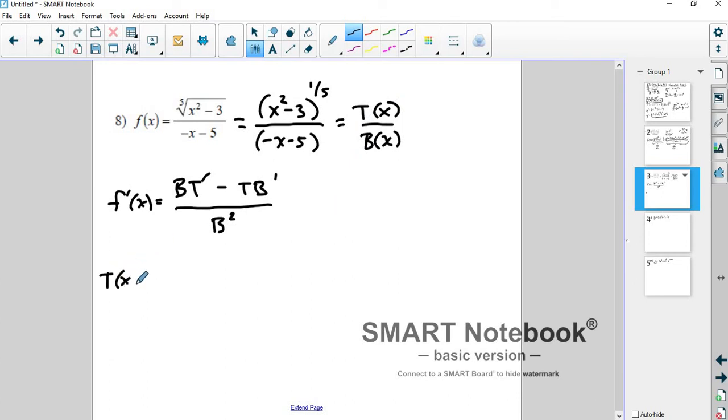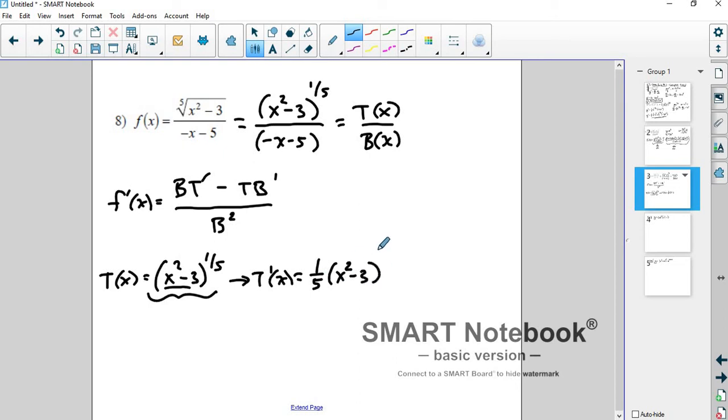So t of x is the top function, x squared minus 3 to the 1/5. How do I find t prime? Well, what's the big picture here? The big picture here is a chain rule. Power of 1/5, here's the inside function. So bring down the 1/5. X squared minus 3 stays the same. I subtract 1 from the power. And then I multiply by the derivative of the stuff inside, 2x minus 0.